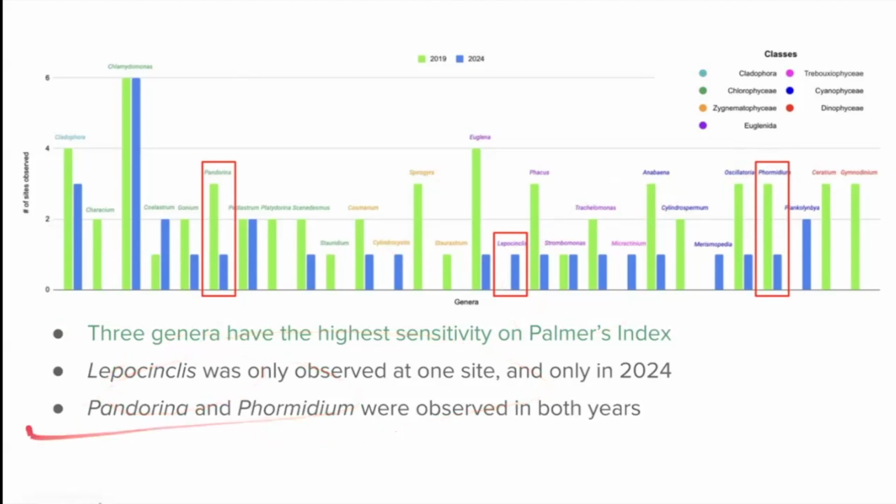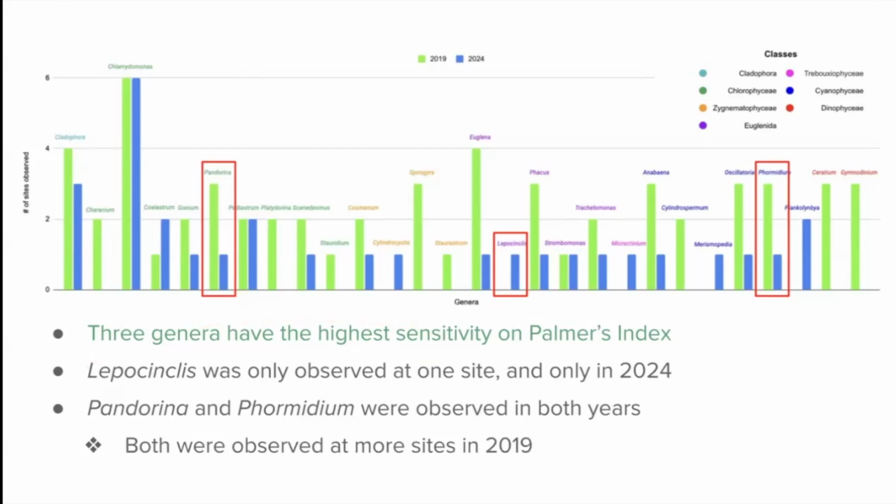And so, yeah, more very pollution-sensitive genera according to Palmer in 2024 than 2019. But that's where the abundance sort of comes in. Lepocinclis was only seen in 2024, but at only 1 site. Both Pandorina and Phormidium were seen at more sites in 2019 than in 2024. Both of them were seen at 3 sites in 2019 and only 1 site in 2024.